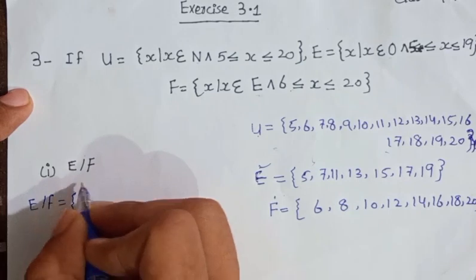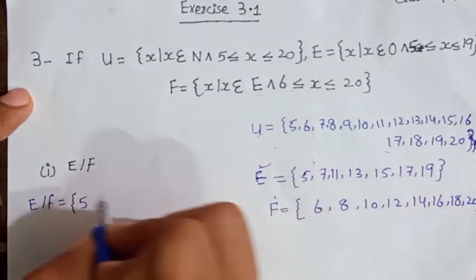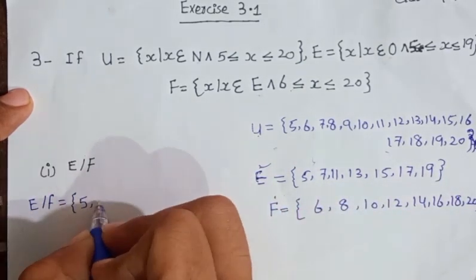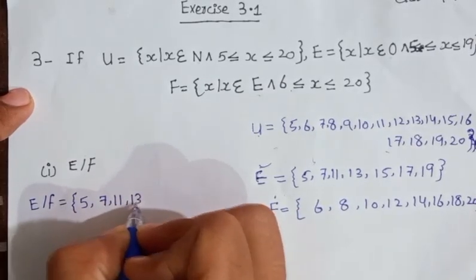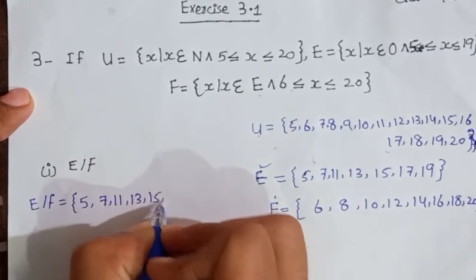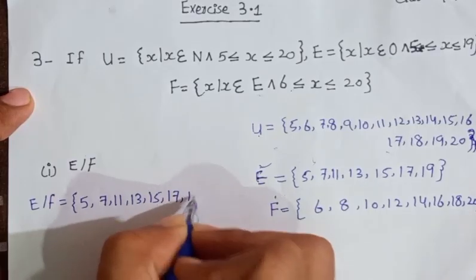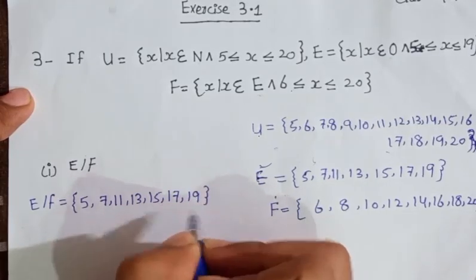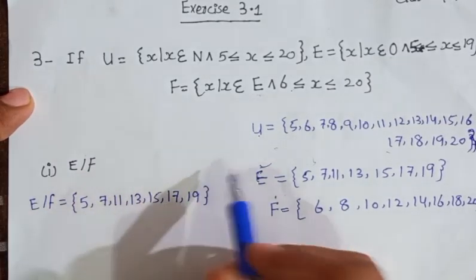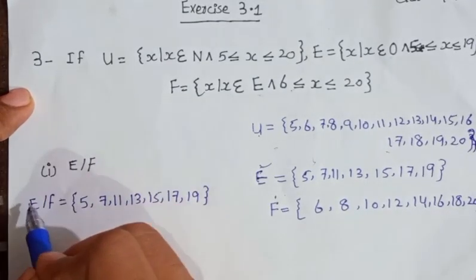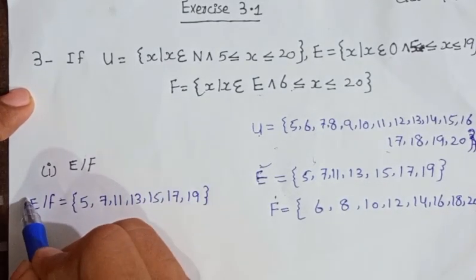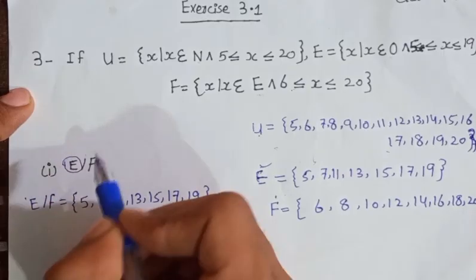E difference F is equal to the elements of set E, which are 5, 7, 9, 11, 13, 15, 17 and 19. It was E difference F, so I wrote the elements of set E only.